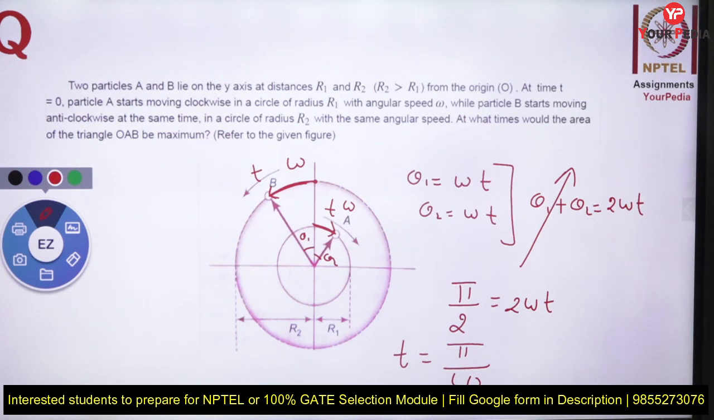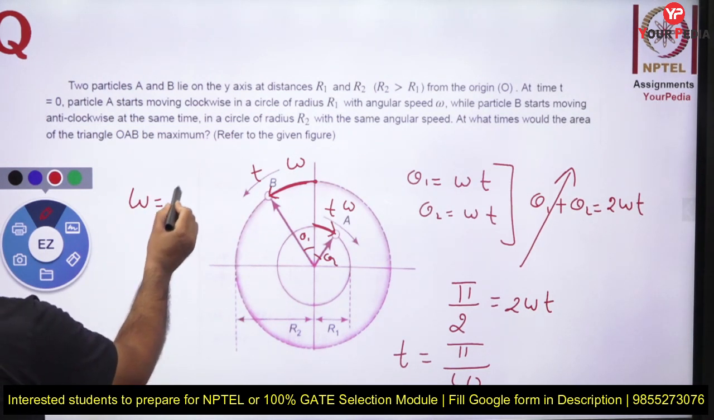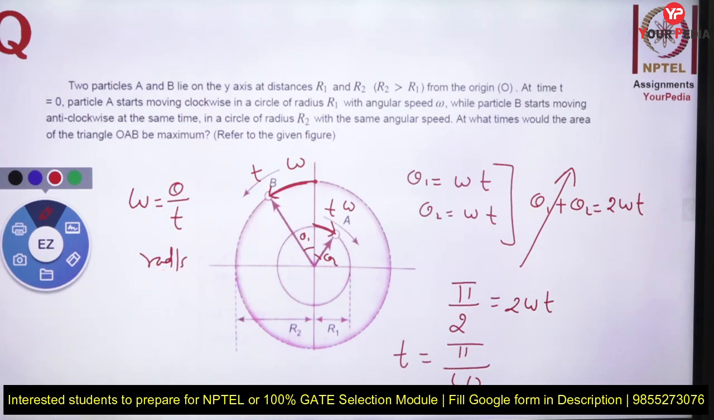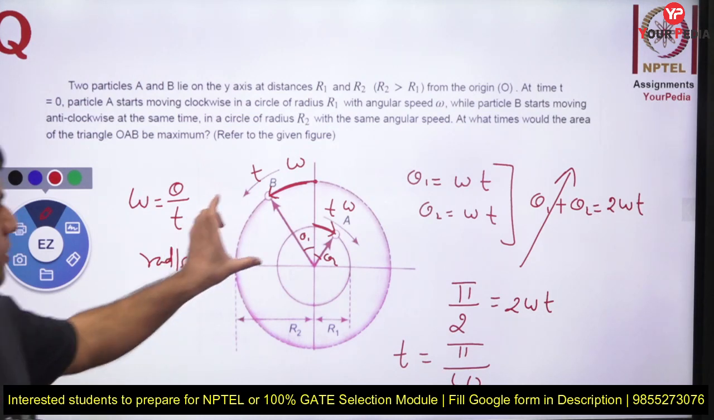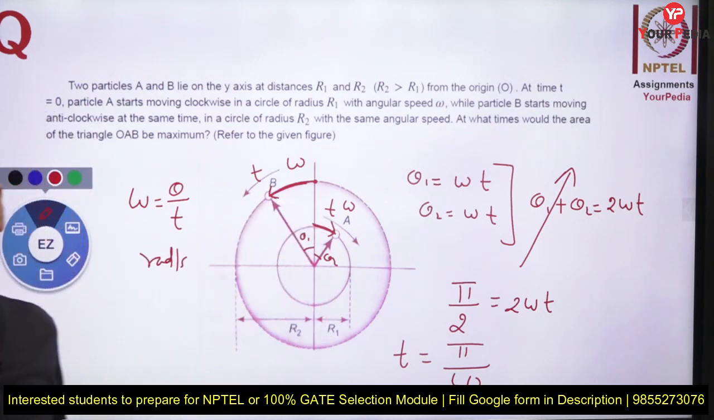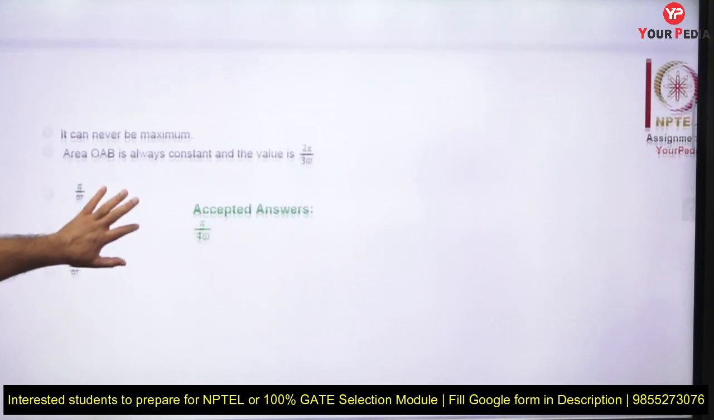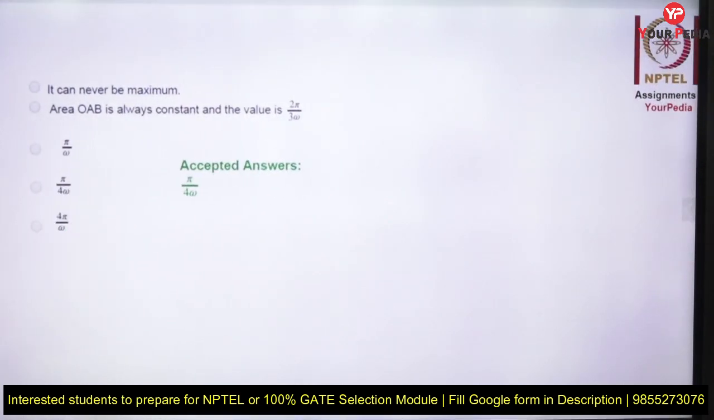So the concept required was, the angular velocity is nothing but angular displacement per unit time in radian per second. That is concept number one. The second concept required was that for these two sides, if the angle is 90 degree, then the area of the triangle is going to be maximum. Using these two concepts, I think we could have solved this question, and these are the answer choices given. So we have got pi by 4 omega as the answer for this.